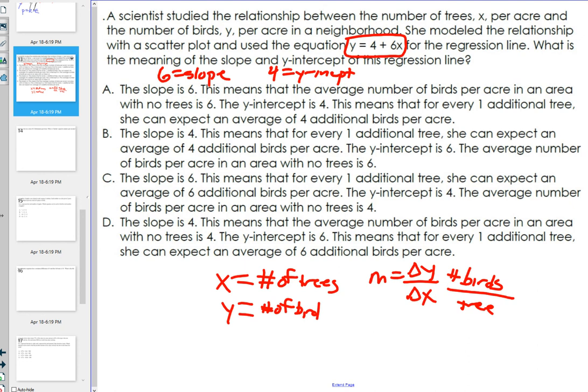And a y-intercept always means the value of y when x is 0. If x means number of trees, what would that mean? It's how many birds there would be with no trees.